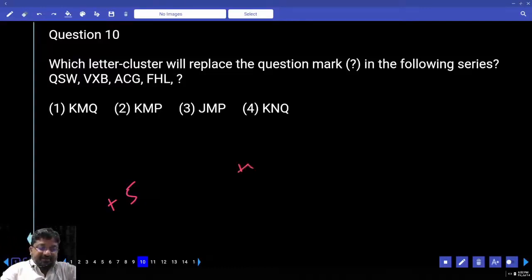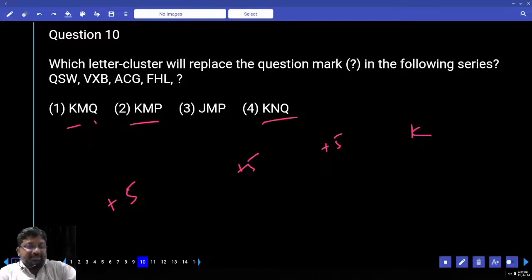Next, 1 plus 5, 6. 6 plus 5, 11. What is 11? K. How many options? 2 options. But last letter, 3 options. Right? Now I can go for the second or I can go for the last. It can be anything. Let's go for this.